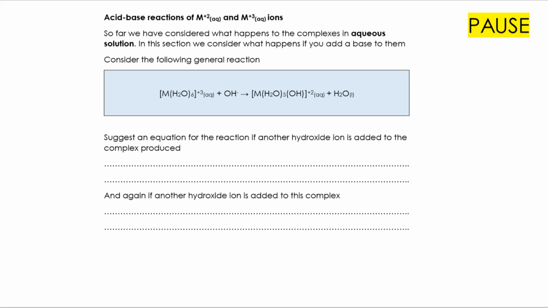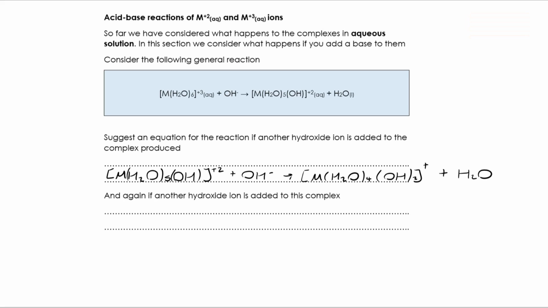And now that you've had a chance to think about it, let's take a look at the equation. So we've already gone to M(H2O)5(OH) +2, and we're adding an OH minus. Now you can look at this in one of two ways. It looks like the OH is simply replacing a water. But actually what's happening is the OH minus is coming along and taking another hydrogen from another water ligand. And that's why we end up with the H2O there.